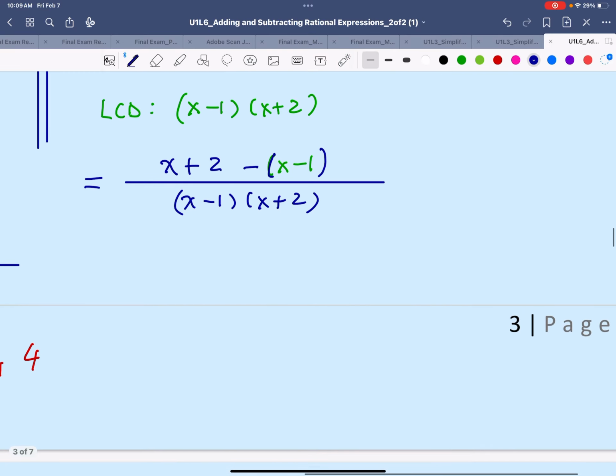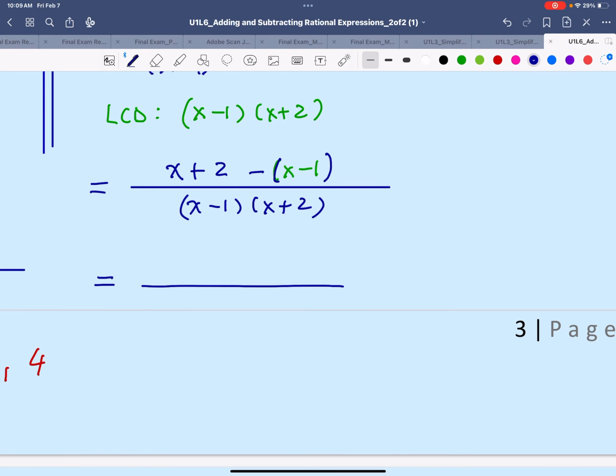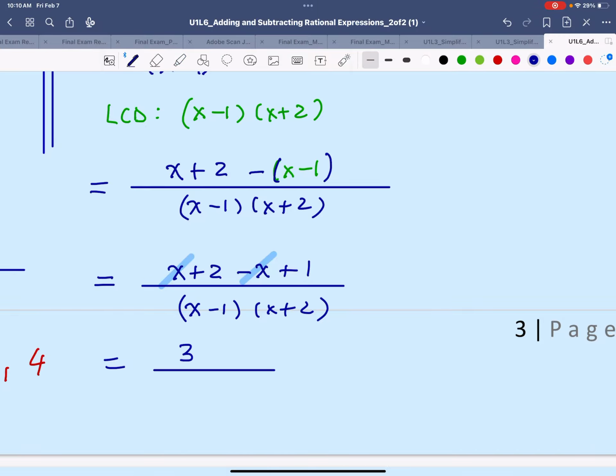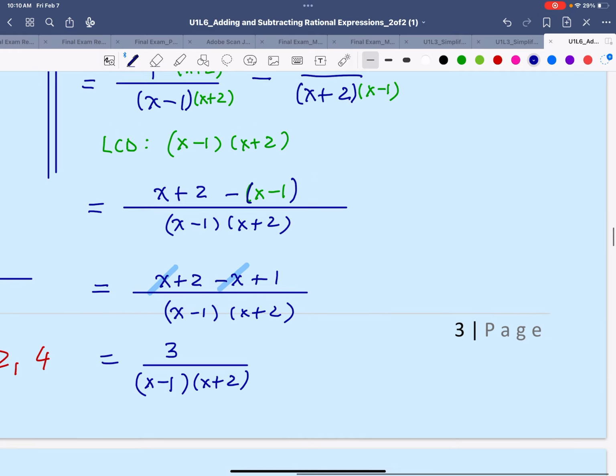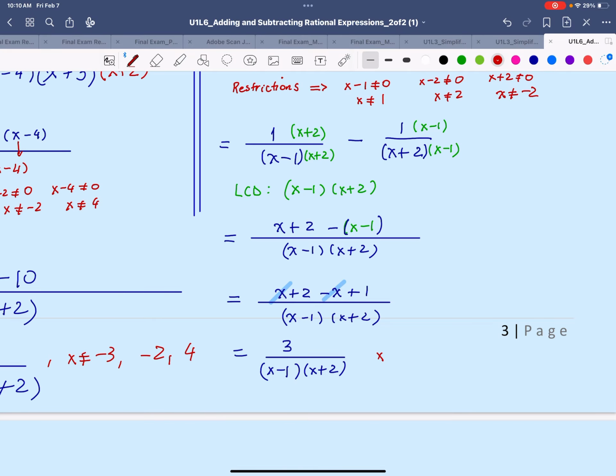So I'm going to show the long way here, obviously, because we don't want to get lost in the process. We want everyone to understand this. But what I'm trying to emphasize is the fact that we can take that shortcut in there. So x minus 1 and x plus 2. And x minus x equals no x. 2 plus 1 is 3, divided by x minus 1, and then x plus 2. And remember to say the restrictions at the end. We have x different than 1, different than 2, and different than negative 2.